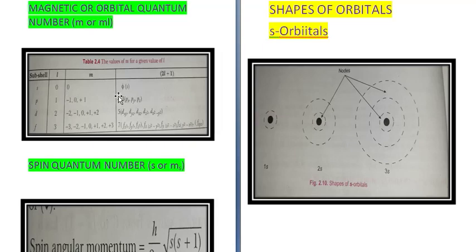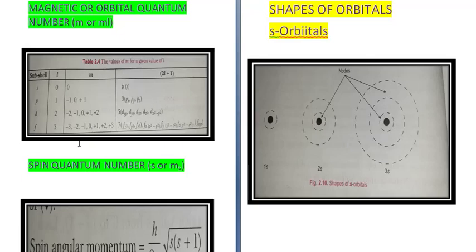But if it is the p subshell, the value of l will be 1, and m can range from minus l to plus l, that is minus 1, 0, plus 1. So there are 3 values, 2l plus 1 makes it 3. So 3 means there are 3 what? Orbitals: px, py and pz.